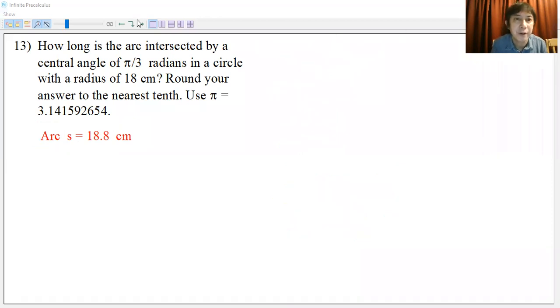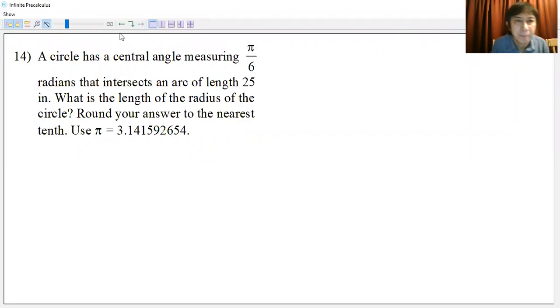Let's have the final number 14. Okay, here's number 14. Do we have 15? No more. All right, so this is the last number 14. A circle has a central angle measuring pi over 6. Let's start with the given.